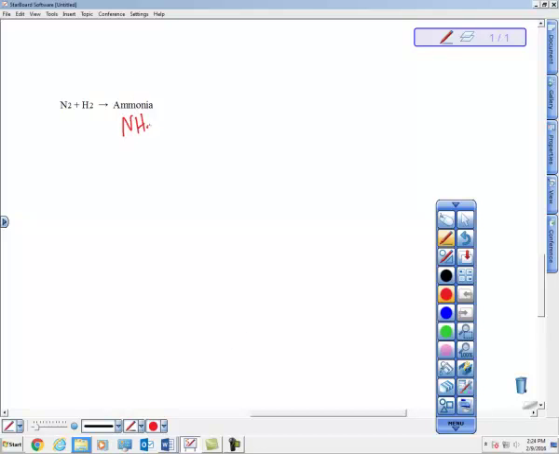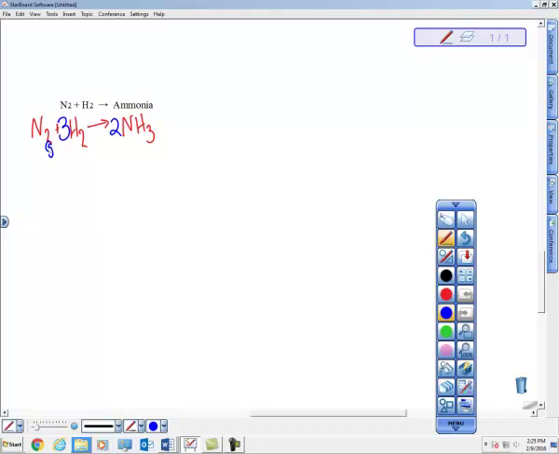It's NH3. That's ammonia. Alright, so now that you know what your product is, got to balance this out. It's not even close. Here we go. Let's see, 2 nitrogens there, so I'm going to put a 2 right there. That'll give you 6 hydrogens, so I'm going to stick a 3 right there.